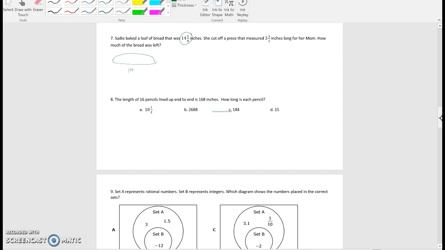And it's 14 1/8 inches long. She cut a piece that measured 3.5 inches long. How much bread was left? Left again, we're talking about this amount. So think about what your keyword means and what operation you need to do.